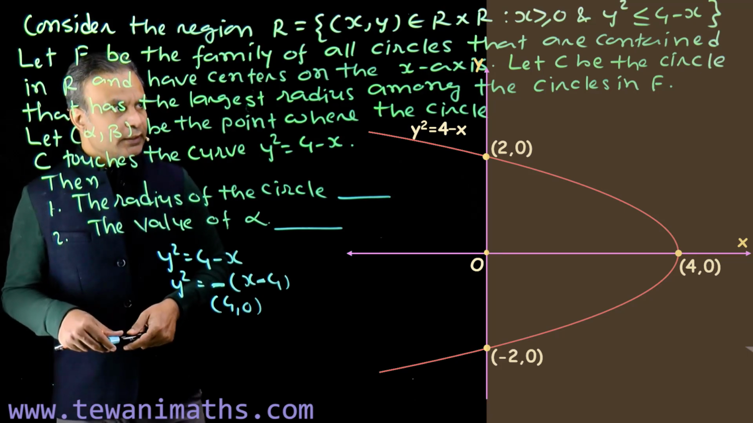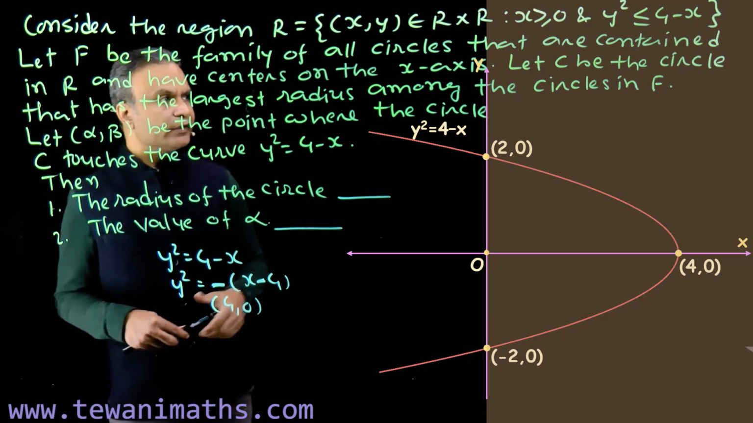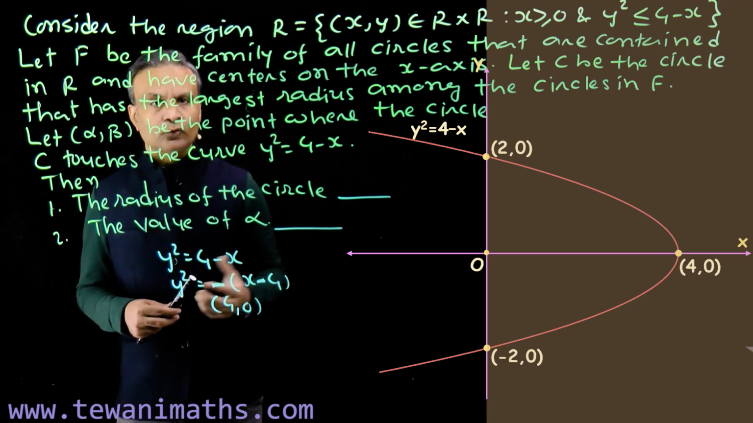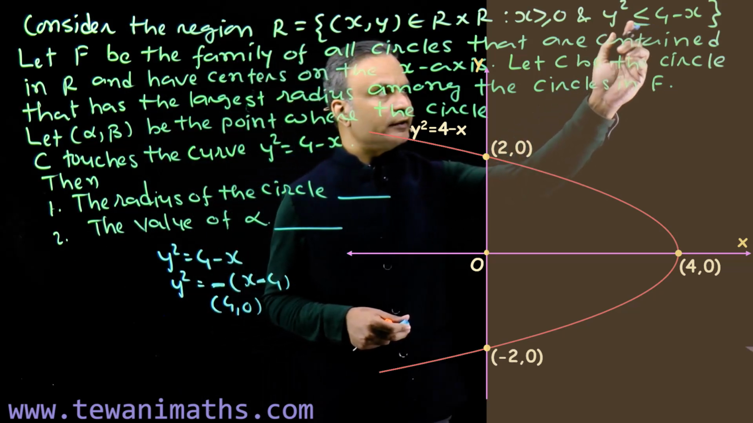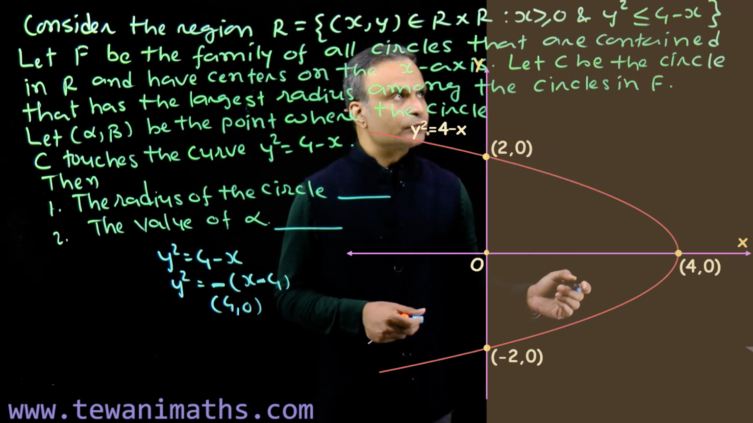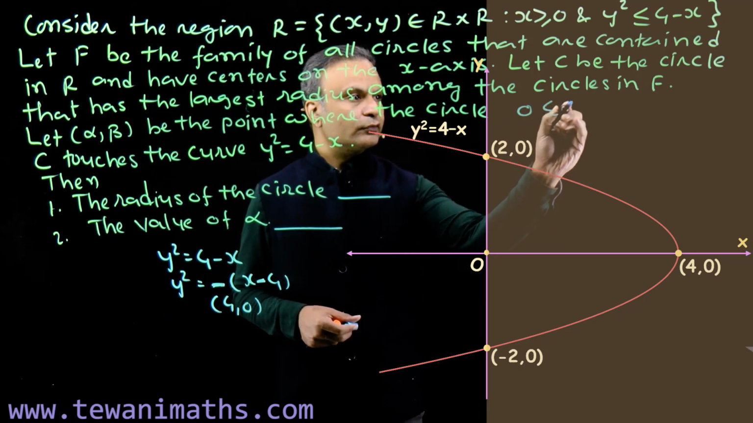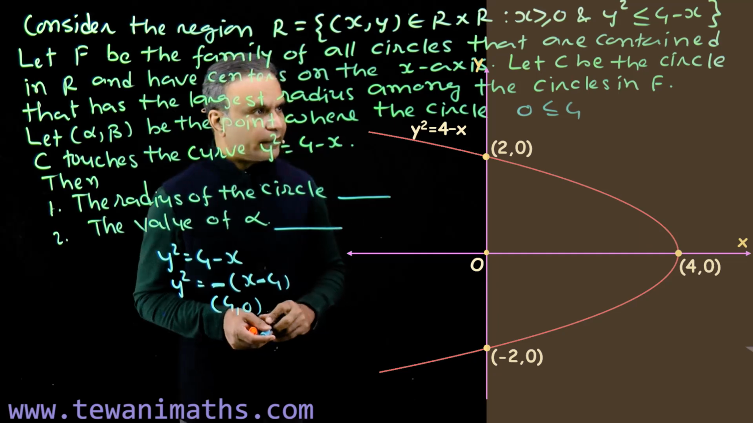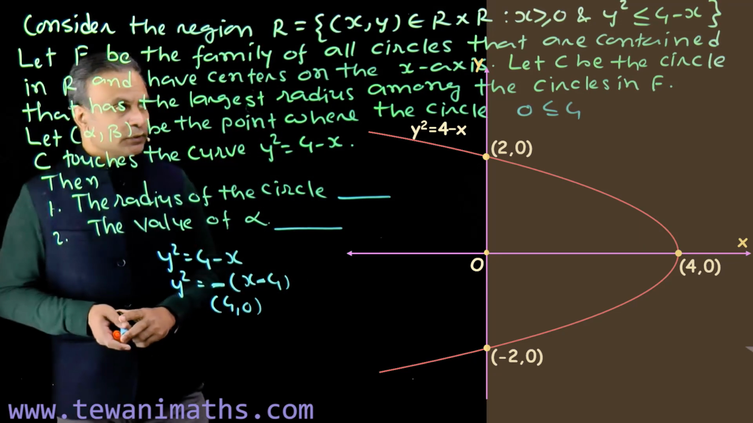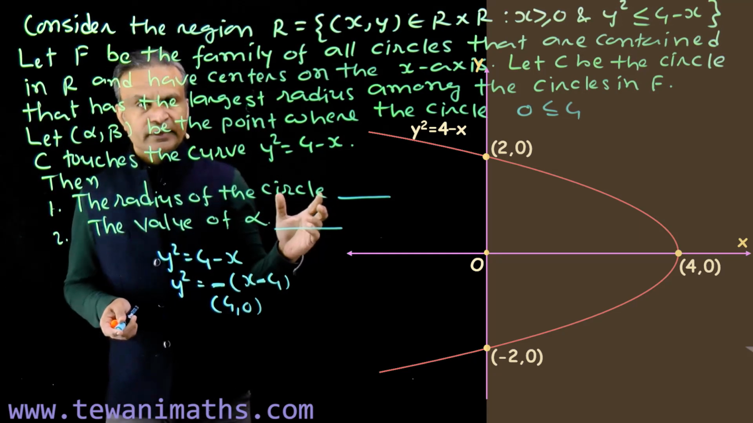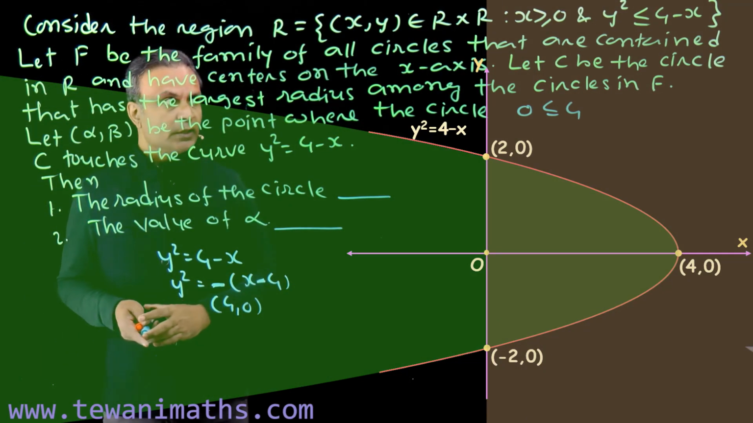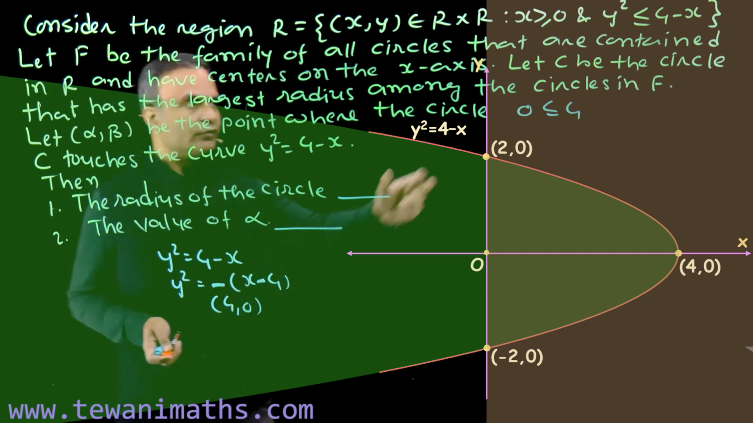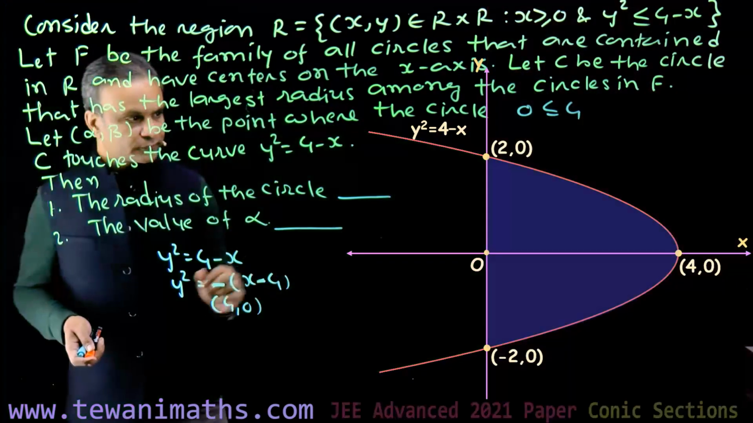Now we have the inequality y square less than or equal to 4 minus x, and clearly the origin satisfies this inequality. Put x equal to 0, y equal to 0, we find 0 less than or equal to 4. This is true. That means the region for this inequality will be this, which contains the origin. And the common region between these two inequalities is this region.